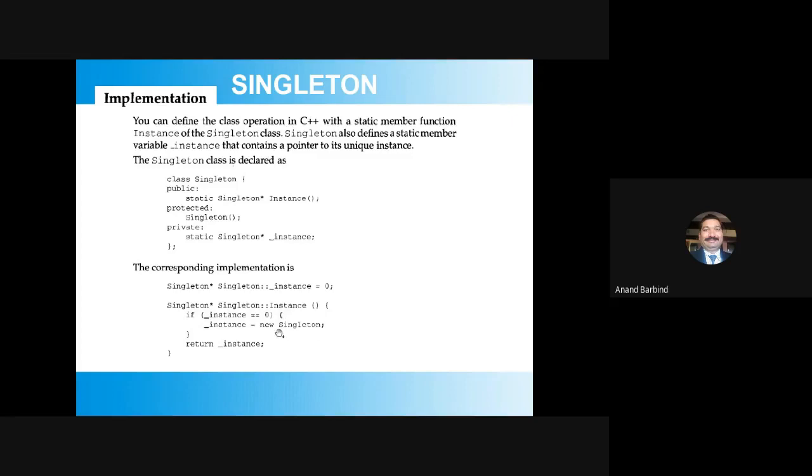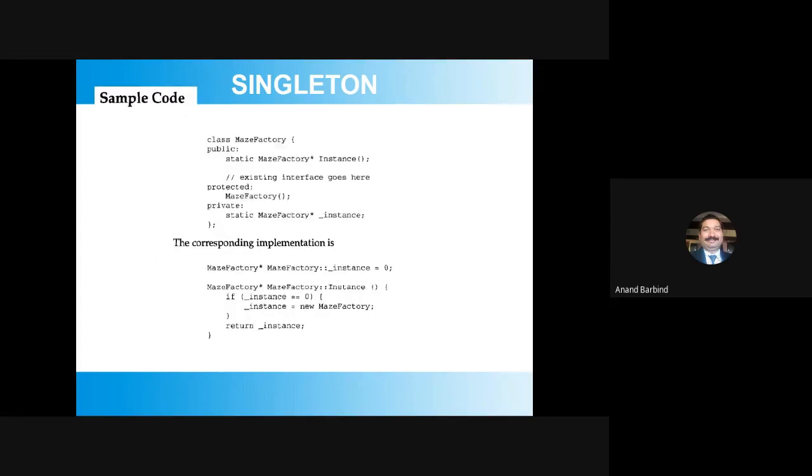Okay, so it is allowed here. Why? Because this instance method is a member of the singleton class. You can see Singleton, the scope resolution operator, and the name of that operation, and this is the return type. So this is how this singleton class is implemented. This is the sample code for the singleton class.